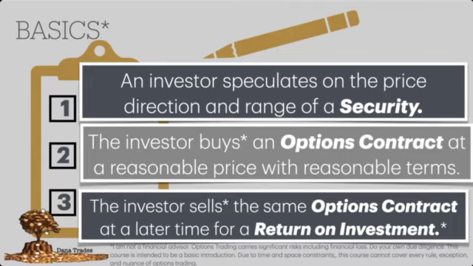The basics. Let's talk more about options trading in 3 basic steps. Step 1. The investor speculates on the price direction and range of a security. Step 2. She buys an options contract that captures the price direction and range at a reasonable price with reasonable terms. Step 3. The investor sells the same options contract at a later time for an anticipated return on investment.